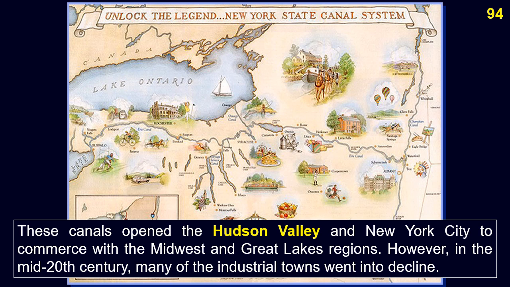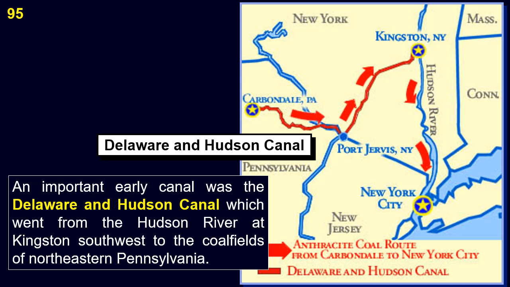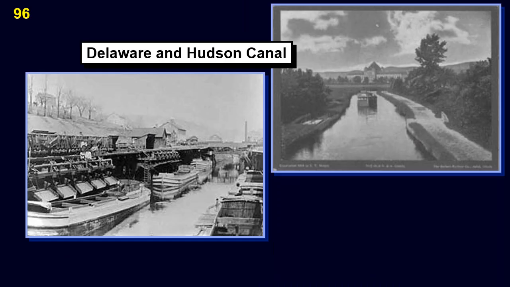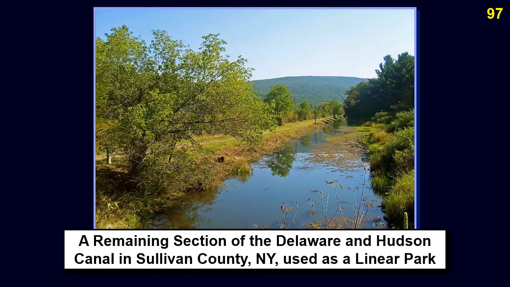However, in the mid-20th century, many of the industrial towns went into decline. An important early canal was the Delaware and Hudson Canal, which went from the Hudson River at Kingston southwest to the coal fields of northeastern Pennsylvania. The Delaware and Hudson Canal was completed in 1828, just 3 years after the Erie Canal. This is a view of the Delaware and Hudson Canal.